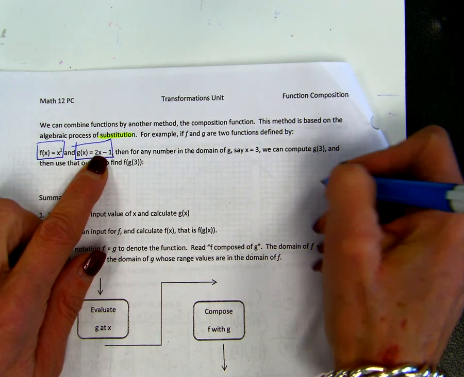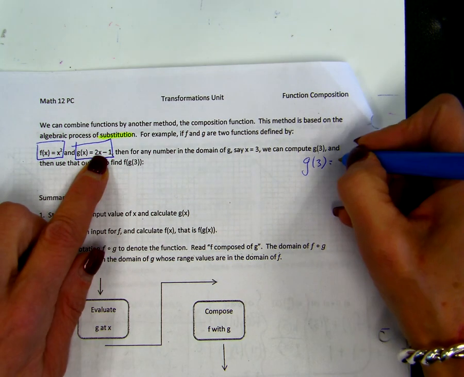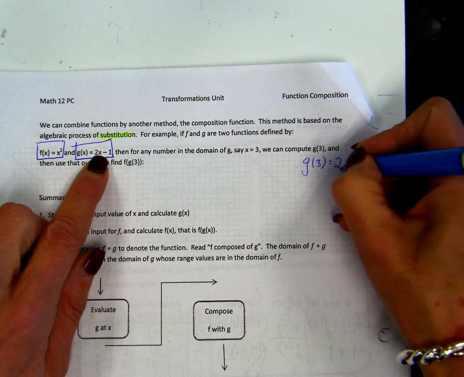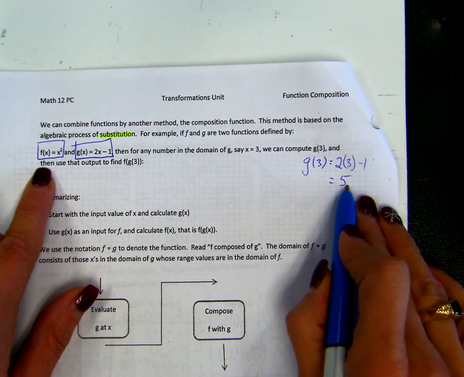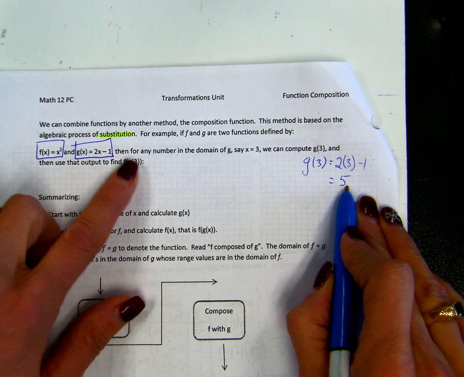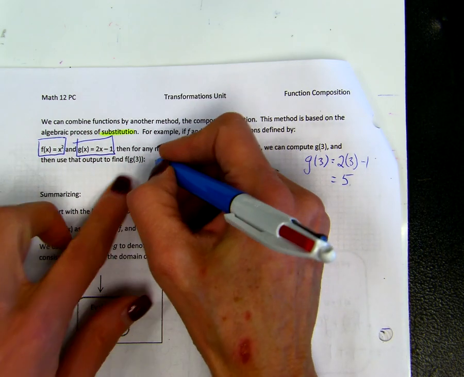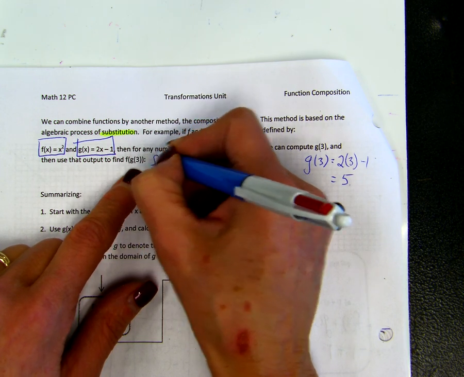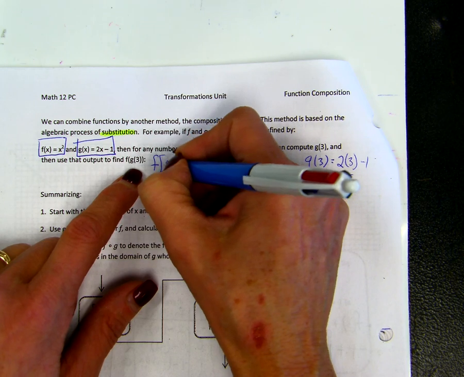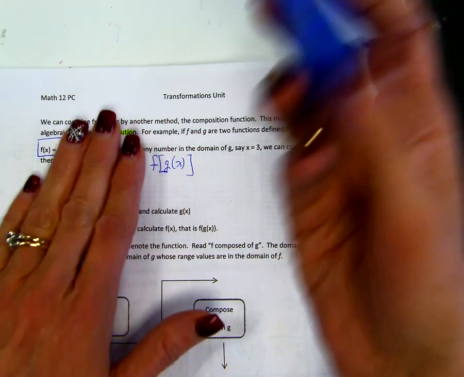So if we were looking for g at 3, and just by the way, I don't want you to be confused later, it means that you let your x value equal 3, so g at 3 is 5. We can compute g at 3 and then use the output of that to find the function composed of g at 3. So when we say the function composed of g at 3, then we are just substituting. The function will operate on the input g at 3.